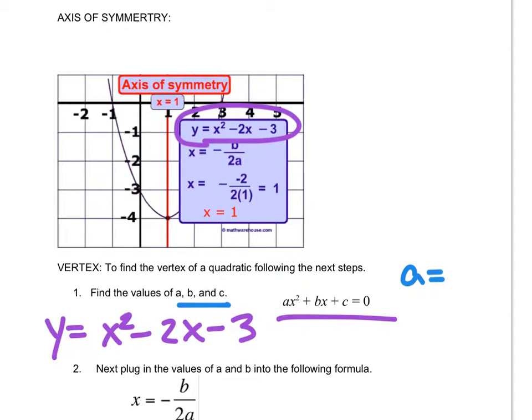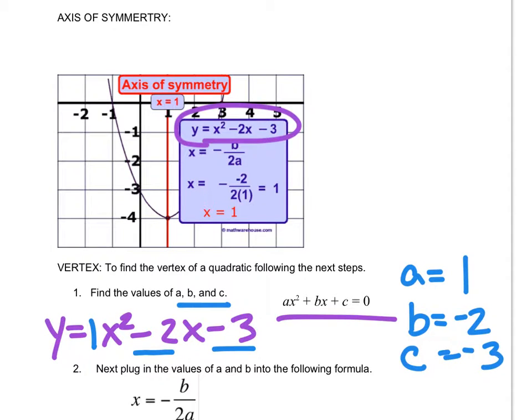The value in front of x squared is going to end up being 1. If there's no number written there, it's 1. The value of b will end up being negative 2, and c in this case is negative 3. If the value of a is positive, that's when you get this U-shaped graph that looks like a smiley face. If a happens to be negative, that's when it flips and it opens down. So you have the maximum value and all the other ordered pairs go below.